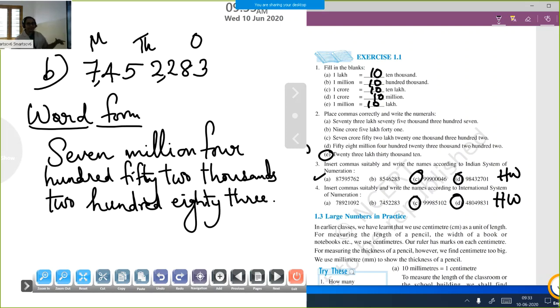This is the international system. So 7,452,283. The mistake you are making is that you are not putting the periods properly. This is very important. You have to write millions, thousands. You have to mention the periods in the number name clearly. Then the teacher gave you 2 questions as homework, C and D.